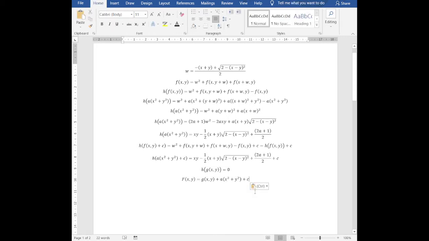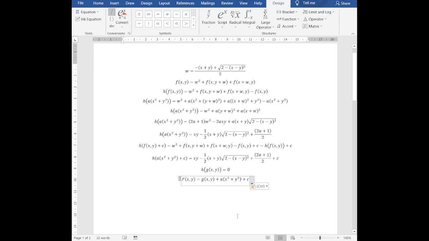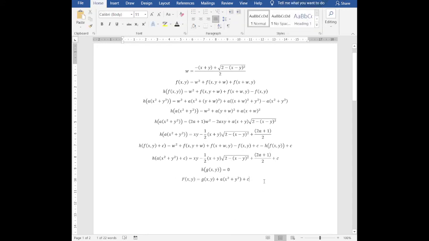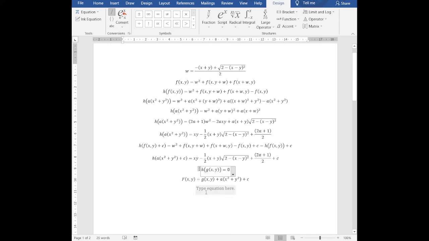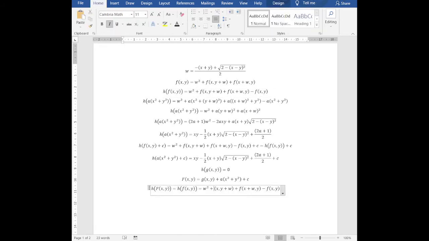Okay. I'm not saying that this is true. I'm just saying that it equals this thing. Now, I'm going to find h of f of x, comma y. And I'm going to substitute this into our definition of h of f of x, comma y. So this is going to be equal to this.